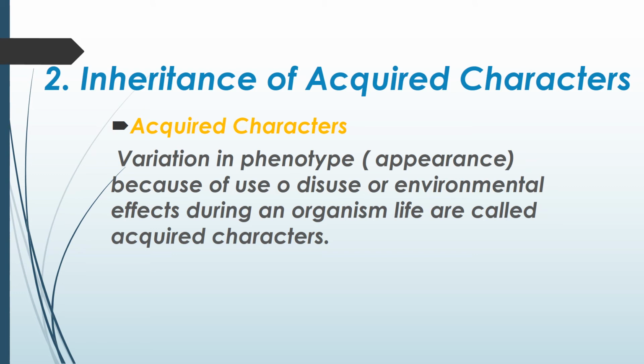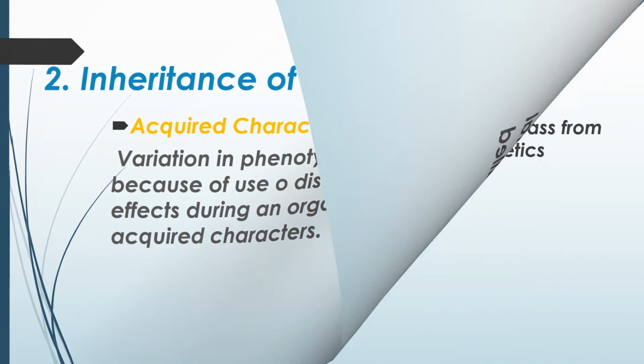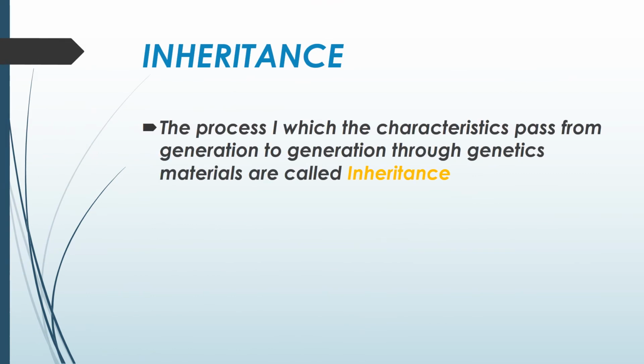Acquired characteristics are those characteristics which the organisms get from the environment effect or from the use or disuse of the body parts. So those characteristics which are acquired by the effect of environment are called acquired. What is actually inheritance? The process by which characteristics pass from generation to generation through genetic material. Genetic materials, DNA and RNA, are called inheritance.